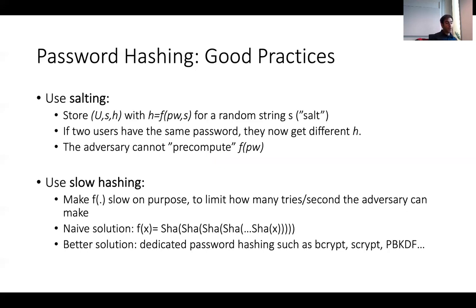A naive solution would be, for instance using SHA, instead of hashing the value directly, to hash the value and then hash the hash of the value, and then hash the hash again, for instance 1,000 times or something like that. So this will slow down the adversary by a factor of 1,000. This is to give you an example of how this can be done, but the better solution, if you have to do this in practice, is to use a dedicated password hashing function, such as bcrypt, scrypt, or PBKDF.